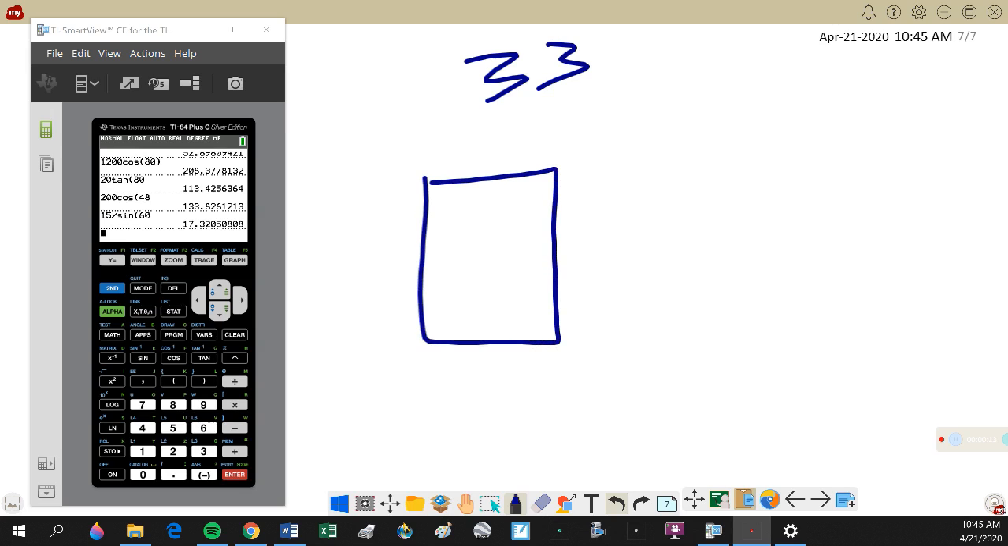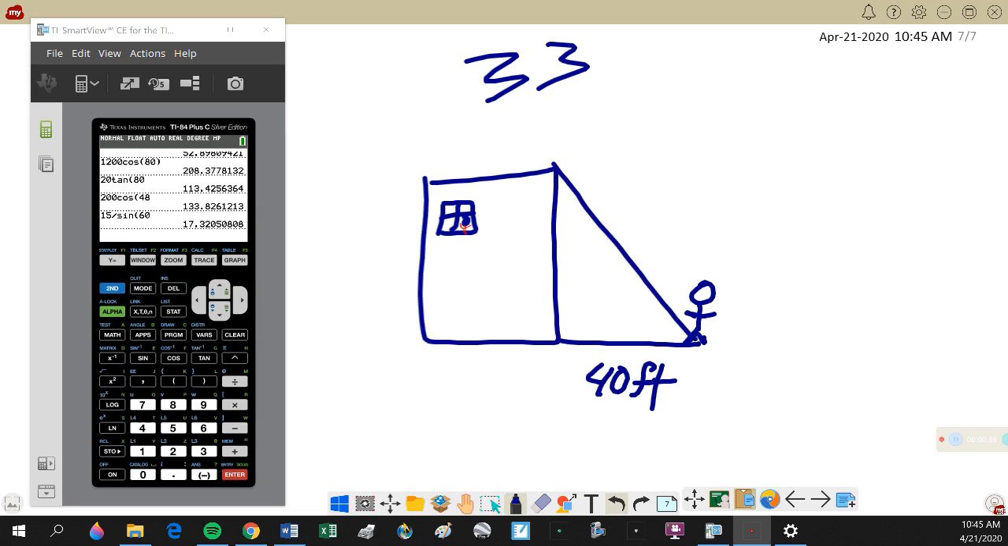So, let's pretend that there's a building, and there's your favorite math teacher hanging out in the building, and you are standing a certain distance away from this building, and you measure that distance to be 40 feet. And then you also measure the angle created at 36 degrees. And you want to know, how tall is that building?